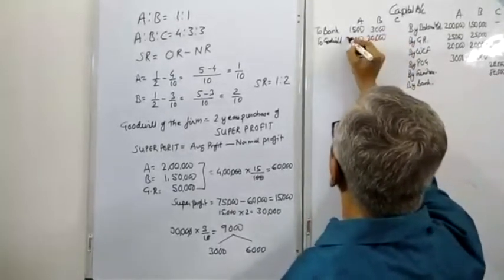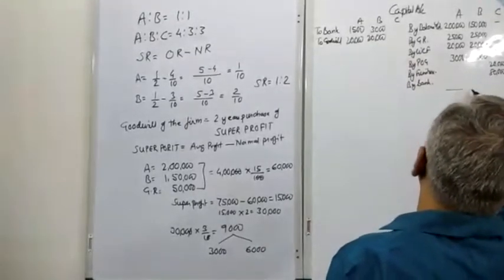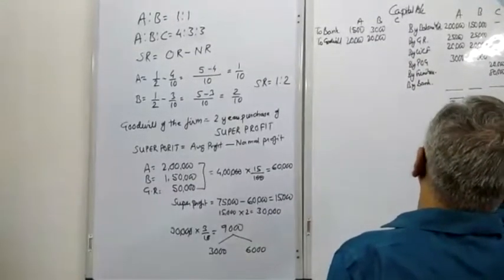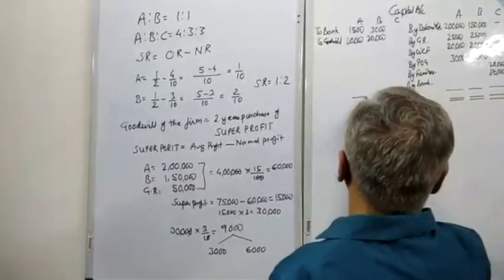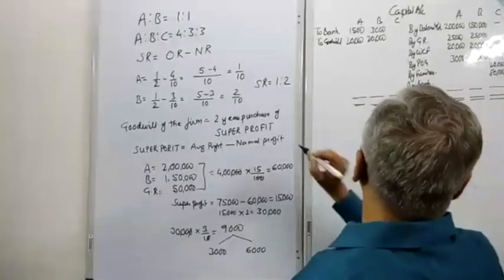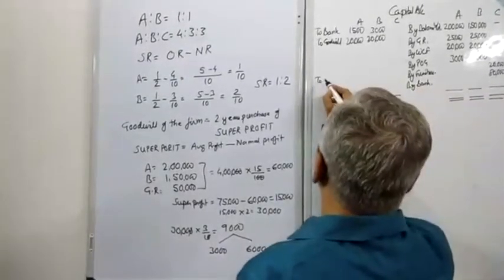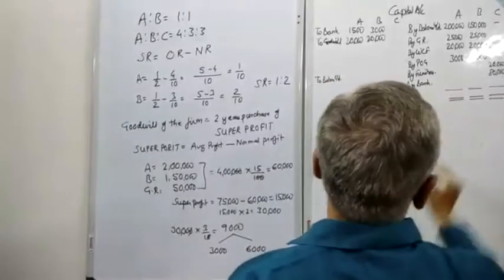So this is what we have actually done, and after that we'll find out the balance of all the three partners, and only after finding the balance can we prepare the balance sheet of the new firm. So let us find the balance. So to balance carried down, let us add this.